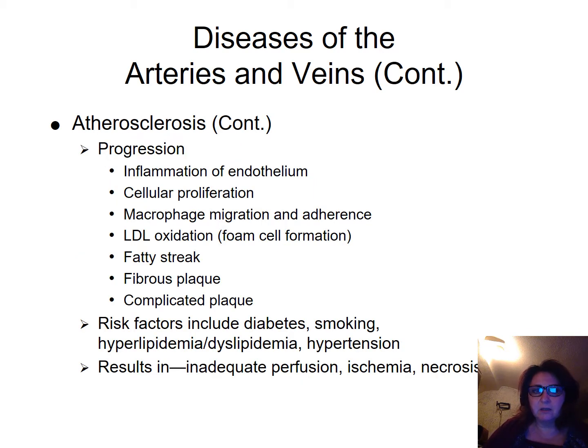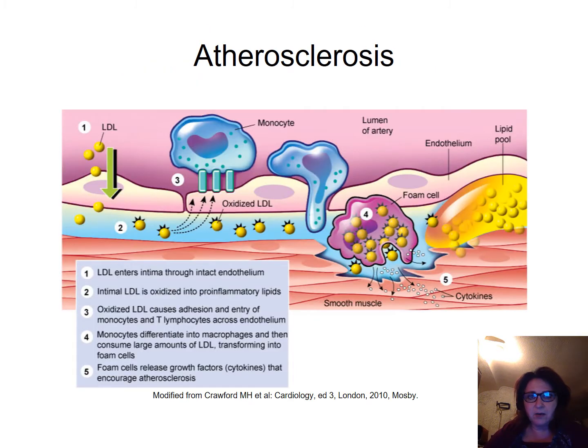The progression is inflammation of the endothelium. Inflammation is a bad thing. You're going to learn that too. Inflammation causes many, many issues in healthcare. Cellular proliferation, macrophage migration and adherence, and then oxidation, fatty streak, fibrous plaque, and then a complicated plaque. And these are the risk factors: diabetes, smoking, high cholesterol, hypertension. And it results in inadequate perfusion, ischemia, and necrosis. And once it causes necrosis, it's over. You aren't going to regenerate that area. And this slide illustrates it quite well.